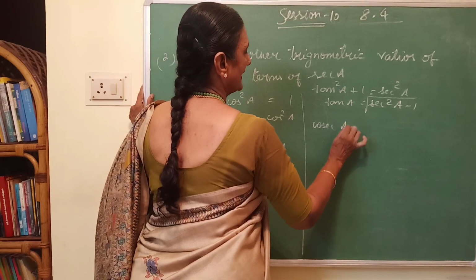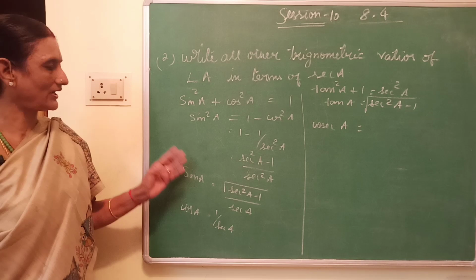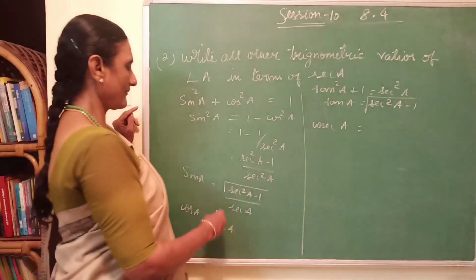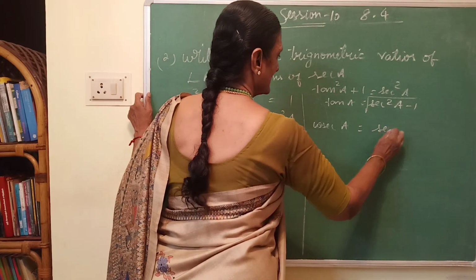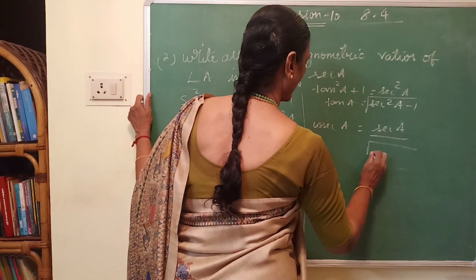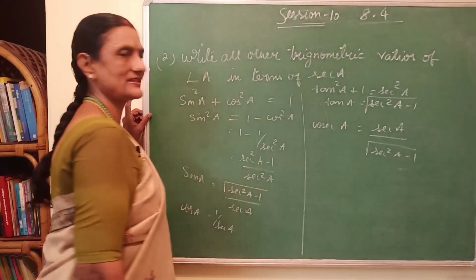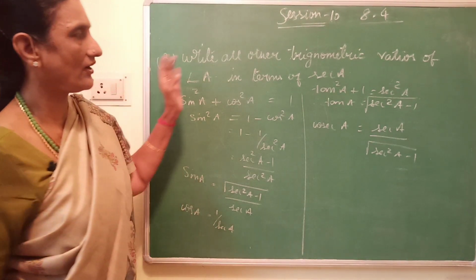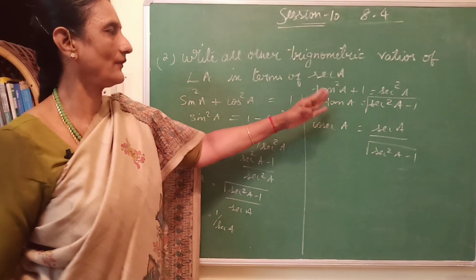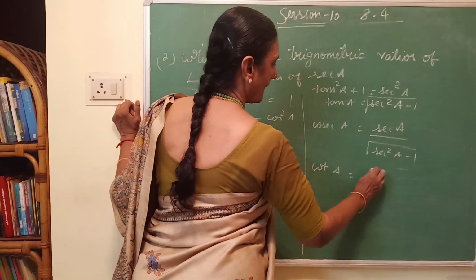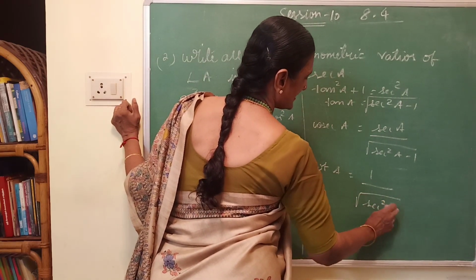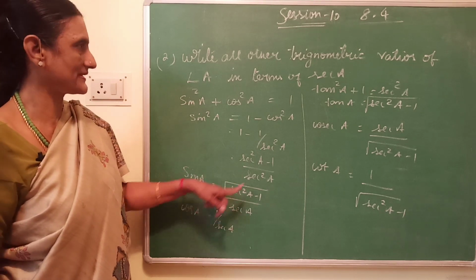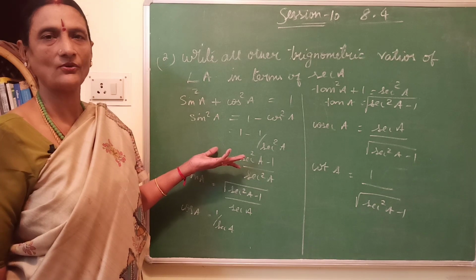Now we have to go for cosecant A. Cosecant is obviously the reciprocal of sine. Sine we have got to be square root of secant square A minus 1 divided by secant A. Therefore, if you reciprocate it, it will become secant A divided by square root of secant square A minus 1. This is your cosecant A. Then the last ratio is cot A. How do we write cot A? Cot A, we all know, is 1 divided by tan A. Therefore, cot A is equal to 1 divided by square root of secant square A minus 1. So that is how all the other trigonometric ratios are written in terms of secant A except secant. That's how we must finish the sum.